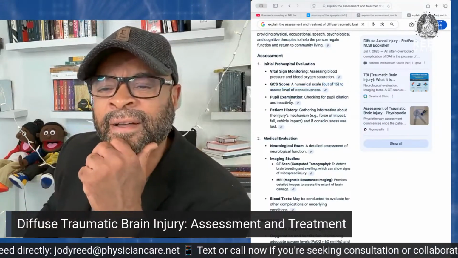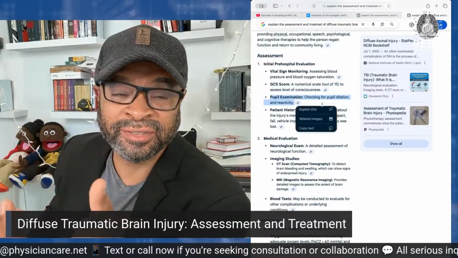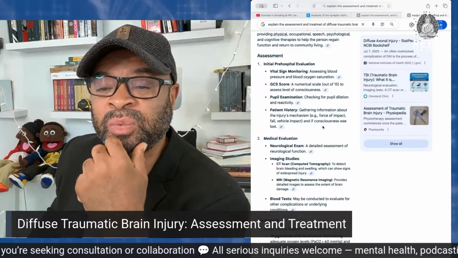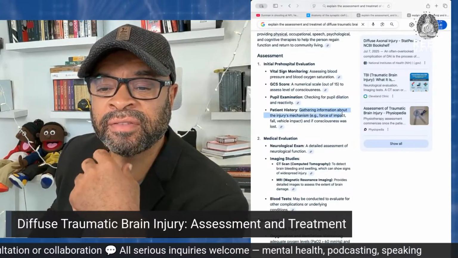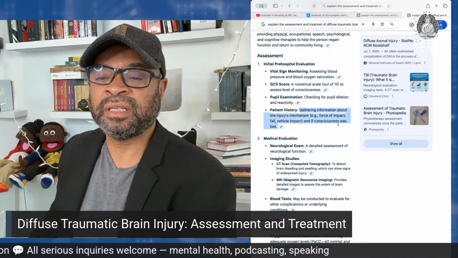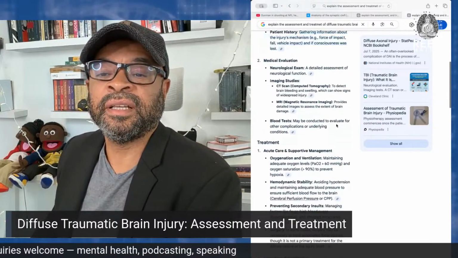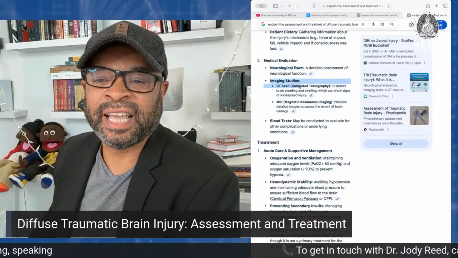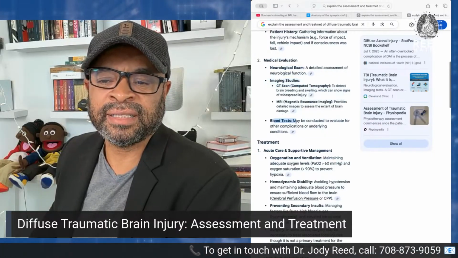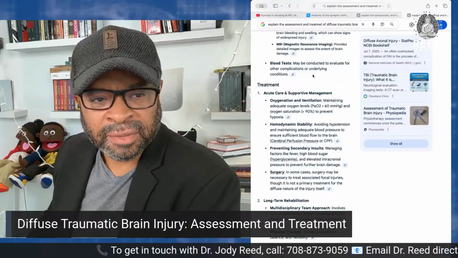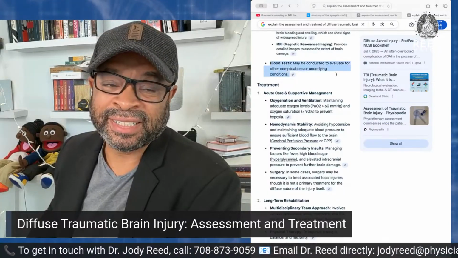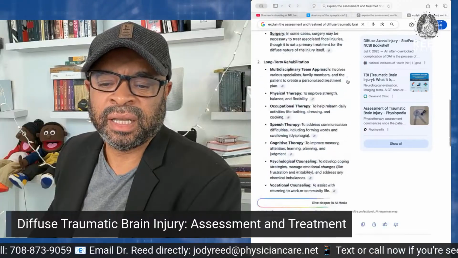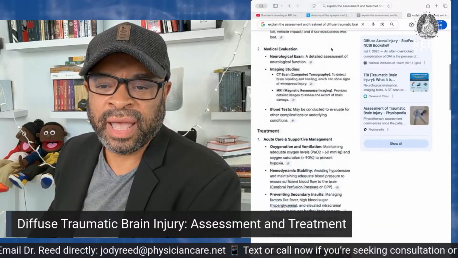And so, great. Next, pupil examination, pupil dilation. See if those tracts are functioning well. Get the patient history, gather information about the injury, and if consciousness was lost. Okay, a medical evaluation, so of course, neural exam, CT scan most likely, blood tests. Right. If they come in confused or agitated, you're going to need blood tests to see what's going on. Right. Treatment, acute and supportive management, and then long-term rehab.